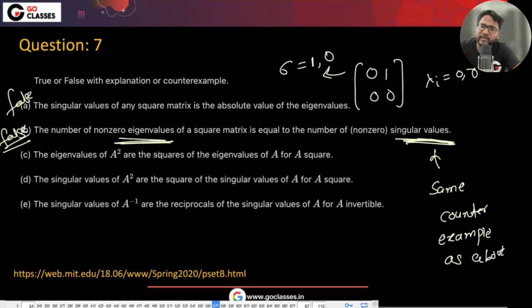The eigenvalues of A square are the square of eigenvalues of A, for A square. I think this is true, right? Okay, so it seems like it is true.